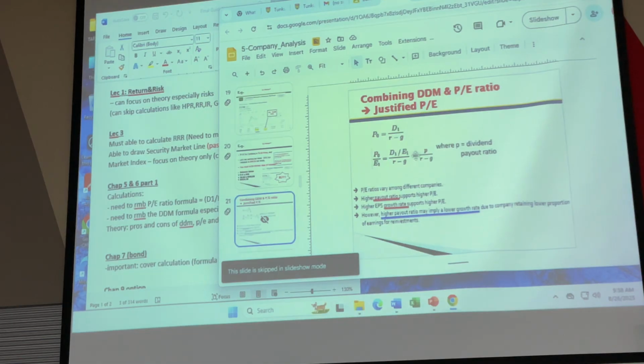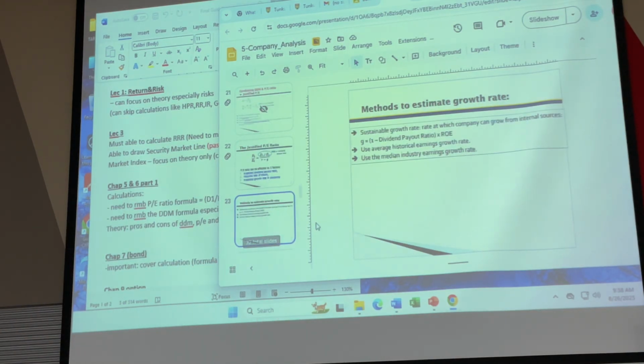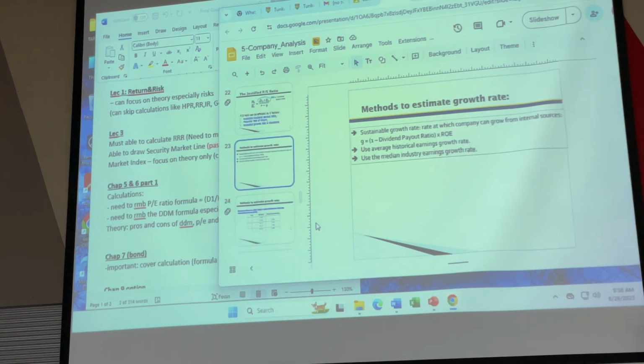Yeah, you guys can see this formula is important. This formula is important. It is repeated here again. That's why it is important. Okay? This one no need. Okay, this one no need.